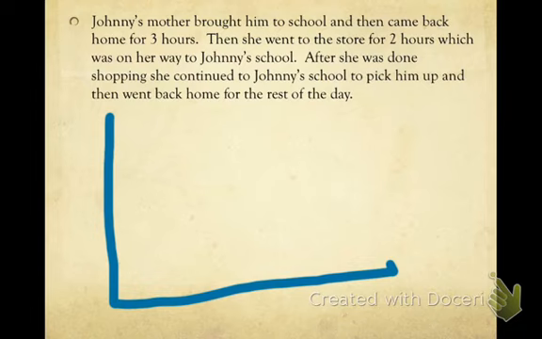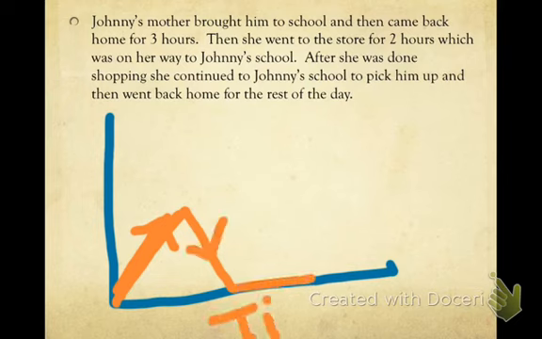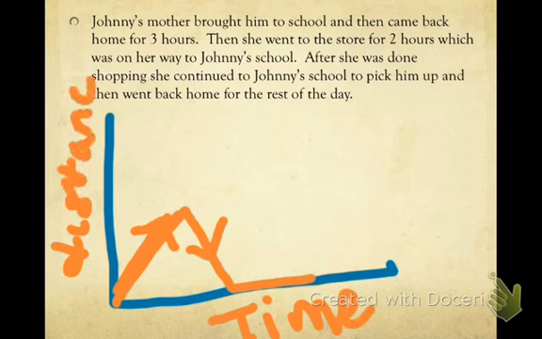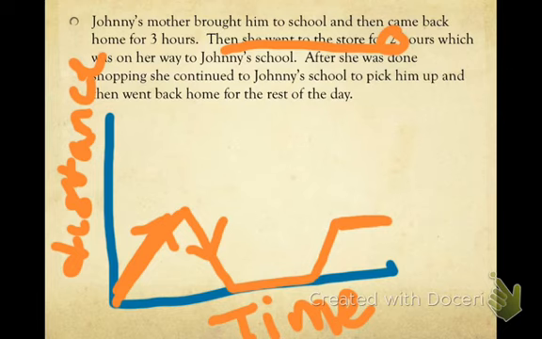Alright, let's try again. Alright. Johnny's mom brought him to school, and then came back home, and she stayed there for 3 hours. So she went to school this way, she came back home, and then she stayed there for 3 hours. So this is time, this is distance. Sorry, this writing is awful. Okay, then she went to the store for 2 hours, which was on her way to Johnny's school. It says she was there for 2 hours, so she was there for 2 hours.